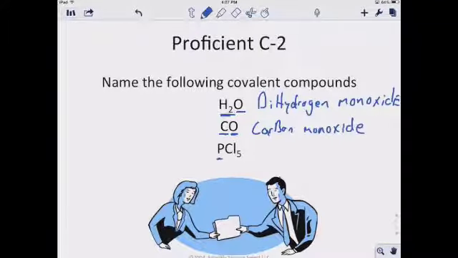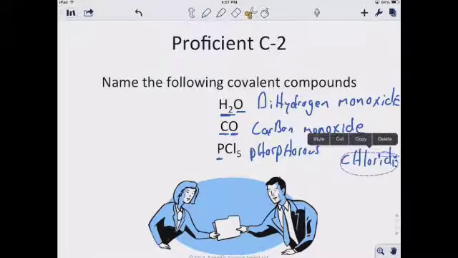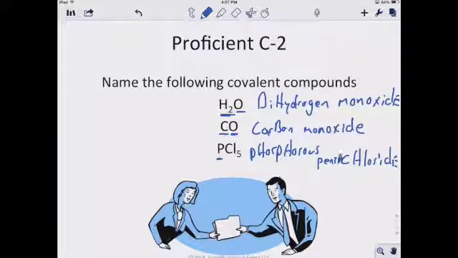And then lastly, we have phosphorus. We don't need to put mono because we don't put it for the first one. If it was two, we would put di, but remember, it's just two and up. And then chloride for chlorine. And how many do we have? 5. So it wouldn't just be chloride, it would be pentachloride. So phosphorus pentachloride. And that's how we name our covalent compounds.